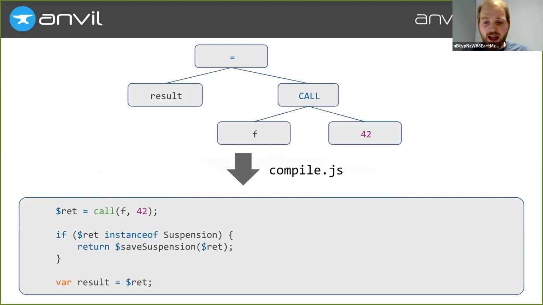So the actual compilation will compile a function call to something like this. Every time it makes a function call, it will check whether that function has returned a suspension. If it has, we save a suspension of our current function call. So save all our locals, save all our temporaries, and also save, obviously, the inner suspension and return that. So we will return a suspension and we'll block right the way up the chain.